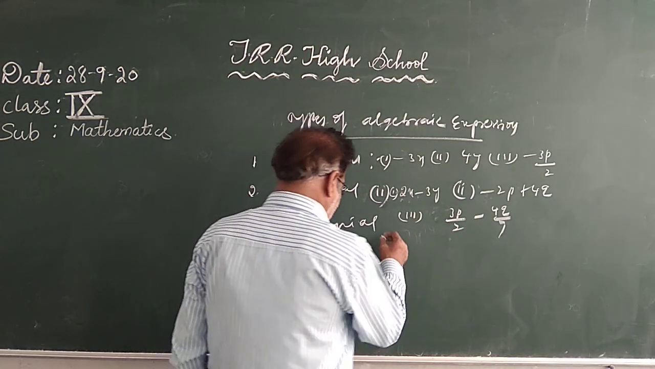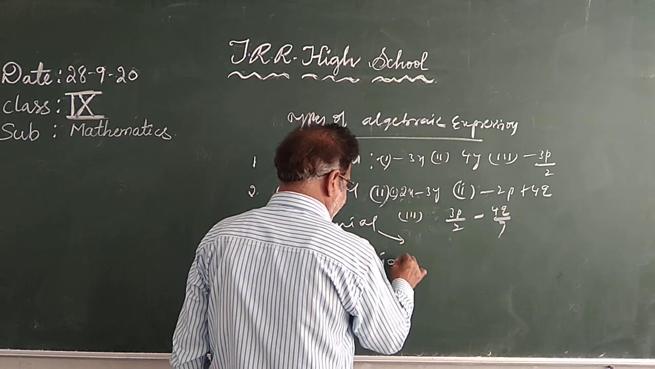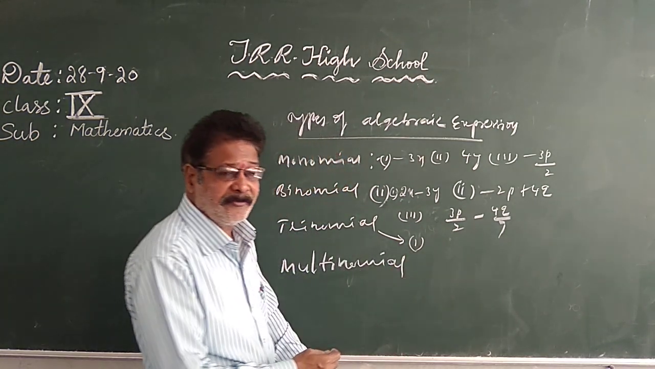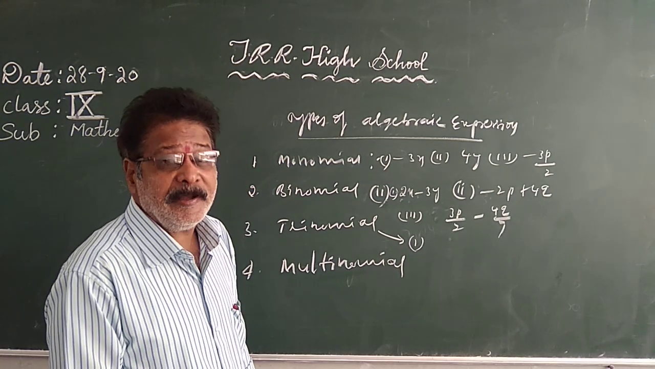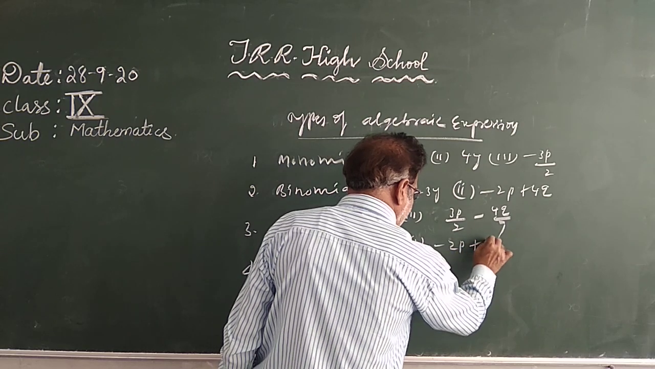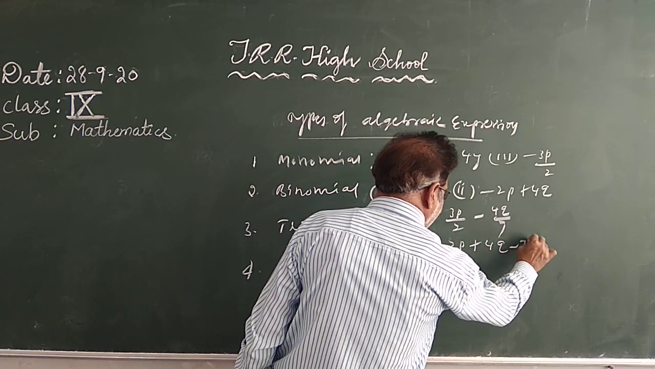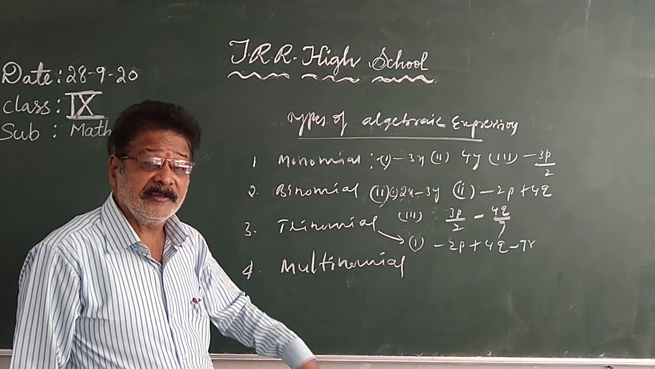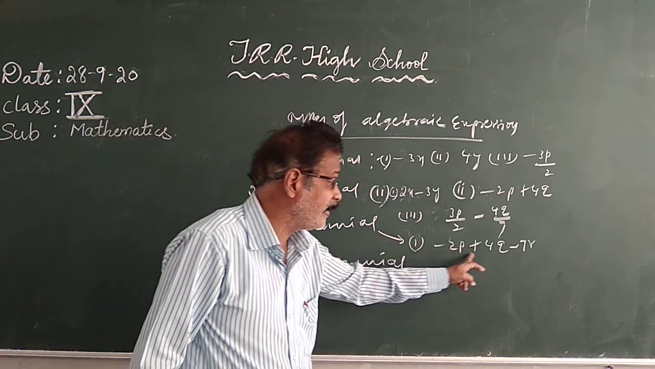What is a trinomial? A trinomial means an algebraic expression having three terms. An algebraic expression having three terms is called a trinomial. Minus 2p plus 4q minus 7r. This is a trinomial. There are three terms. Three signs are there: minus sign, plus sign, minus sign.